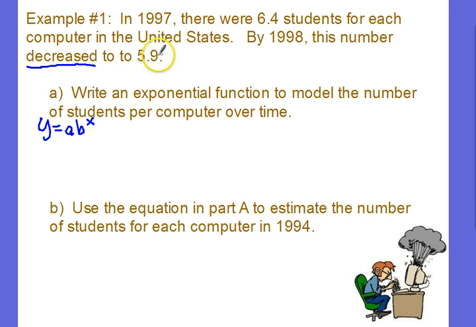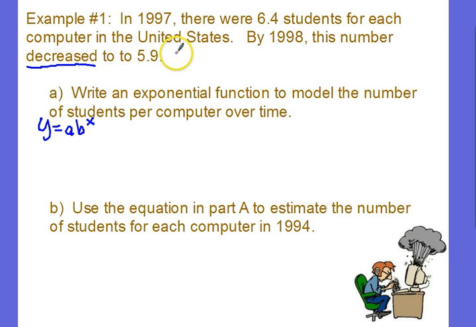Now a lot of students think, okay, we can pick these two numbers, and we know to get a percentage we're going to have to divide them. But the issue is, do you divide 6.4 by 5.9, or do you divide 5.9 by 6.4? Well, the correct answer would be, since we're decreasing, we're going to want a b value that's less than 1, and the only way to do that is to take the smaller number divided by the larger number.